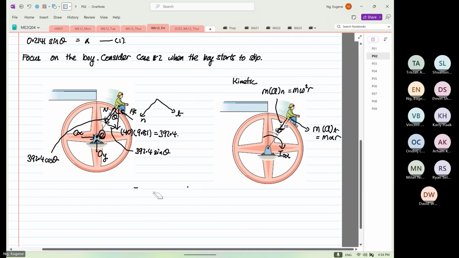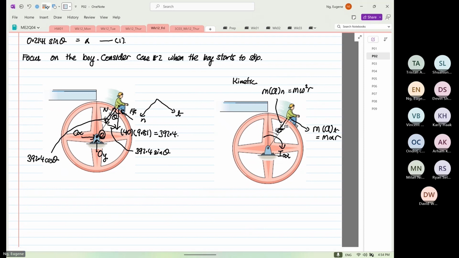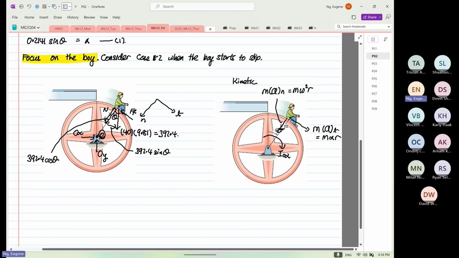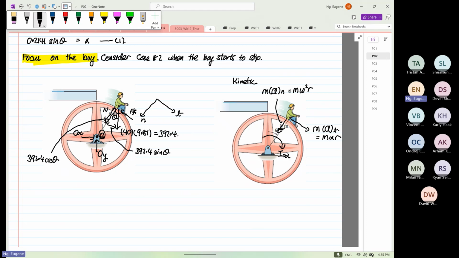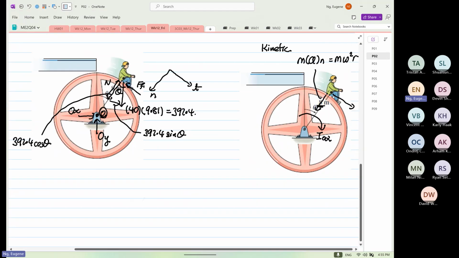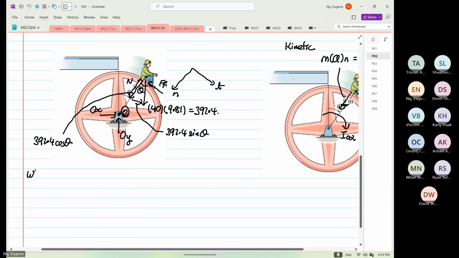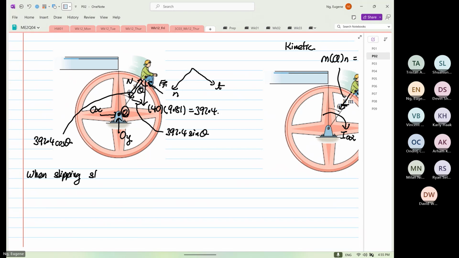So now, highlight over here. Focus on the little one. Don't focus on the U. So when slipping starts, one equation comes to mind: F_f is equal to mu static multiplied by N. The mu static that's given to us is 0.5.